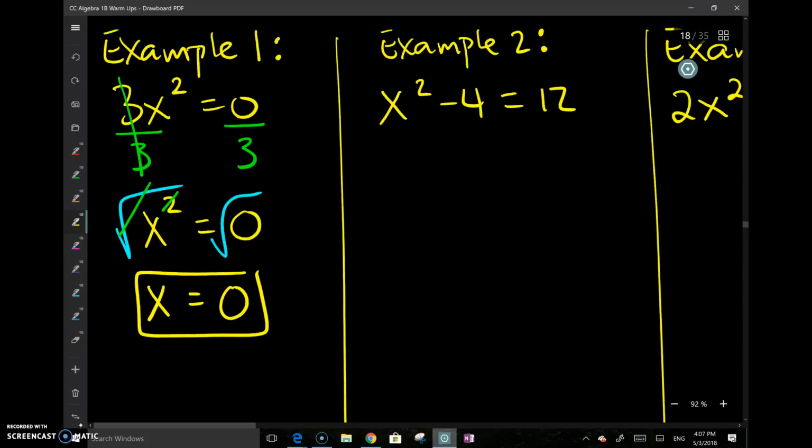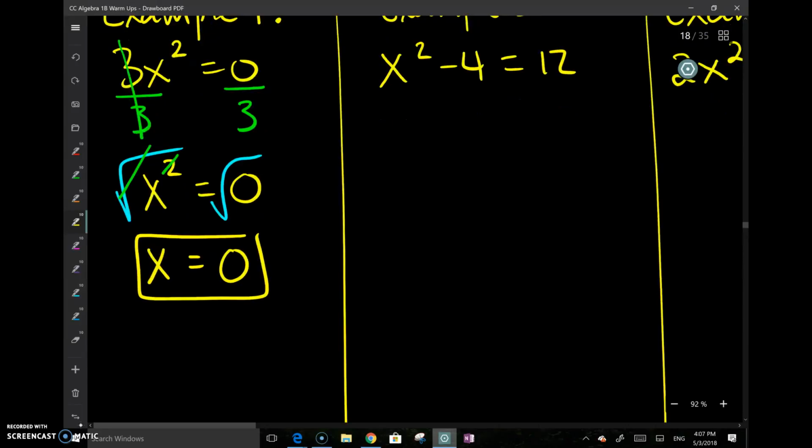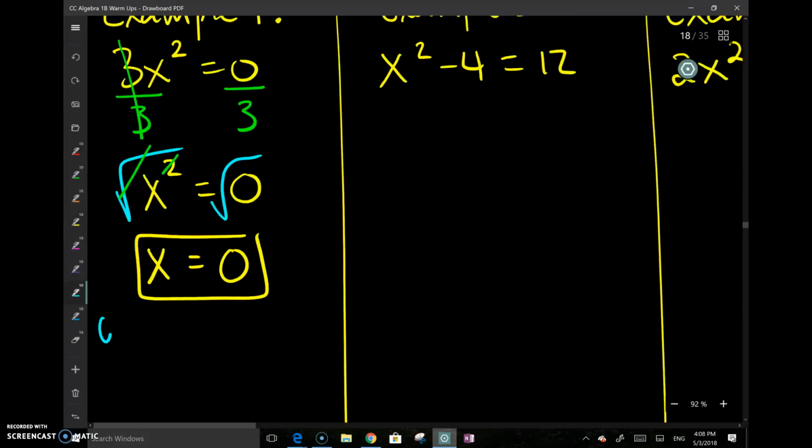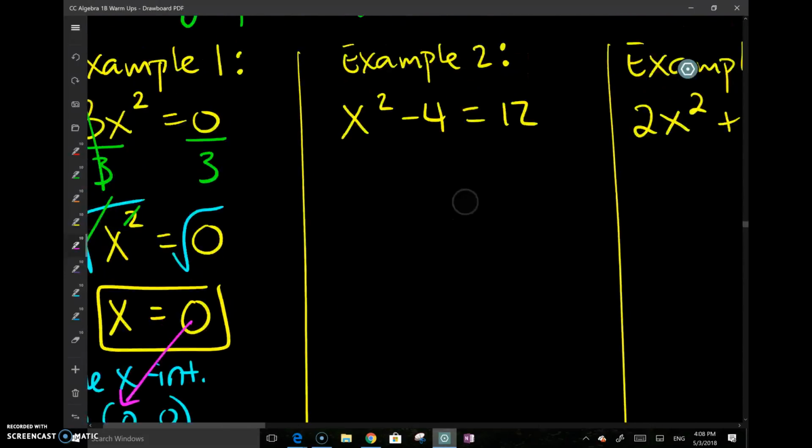Now what this means is that if I were to graph this function, I would get a parabola, and it would tap the x-axis at the origin, at 0, 0. So I have one x-intercept, and it's located at 0, 0. Okay? This 0 over here is that one right there. All right, so I have one x-intercept.